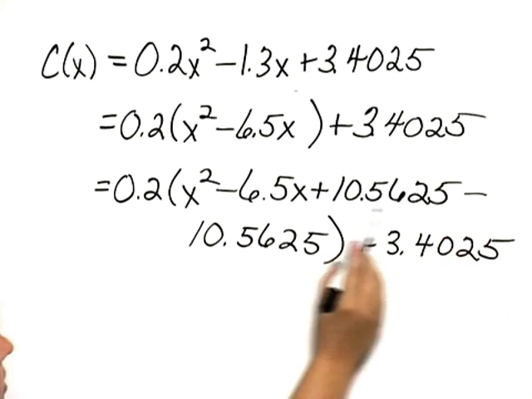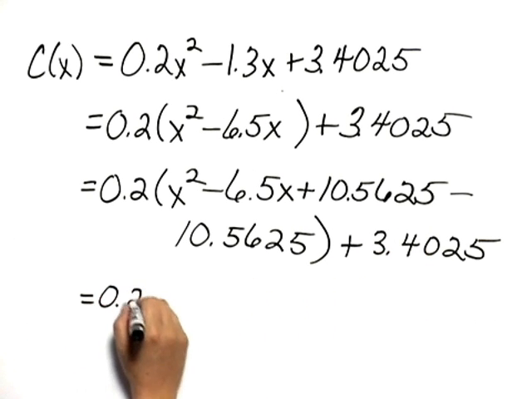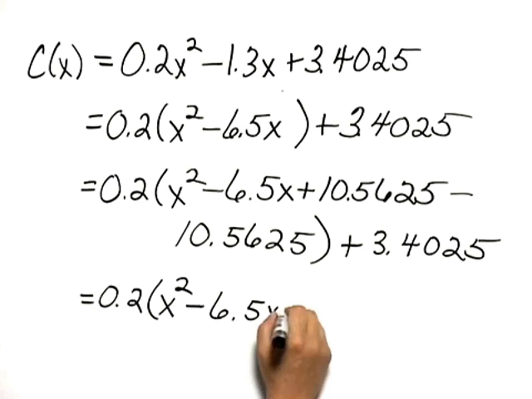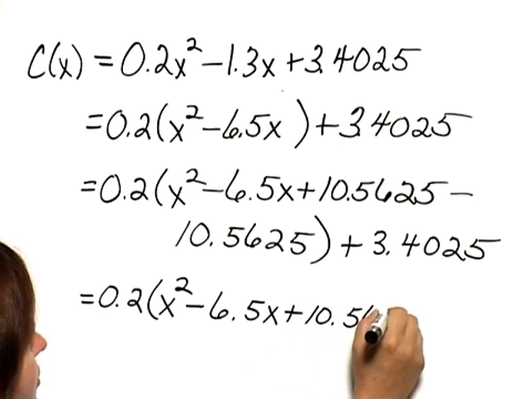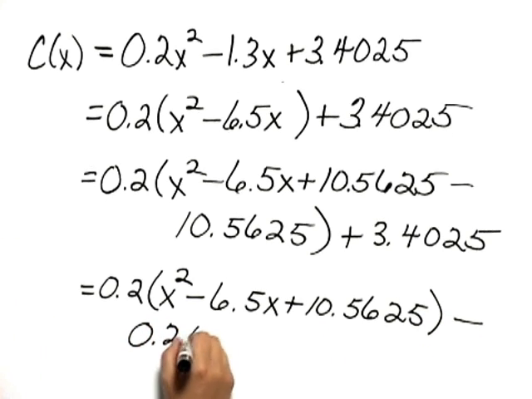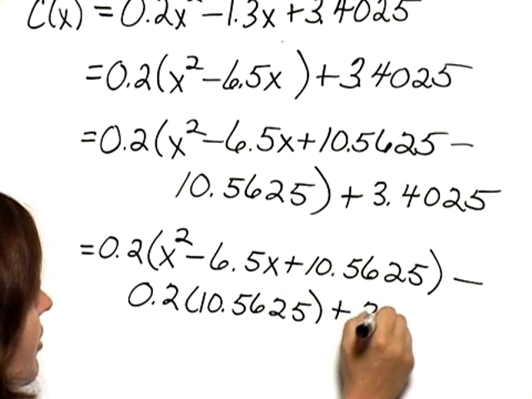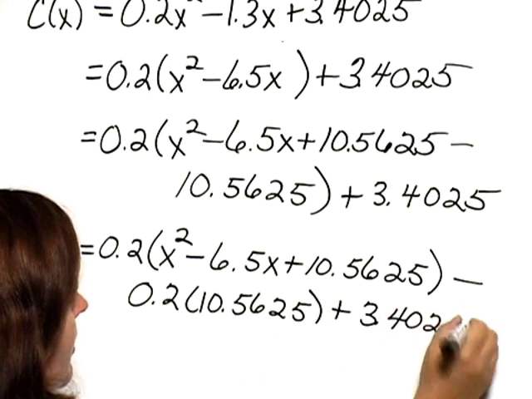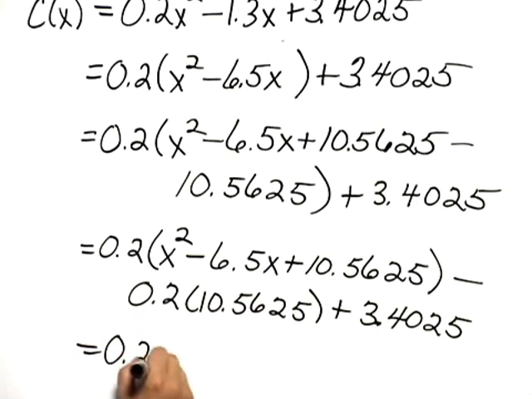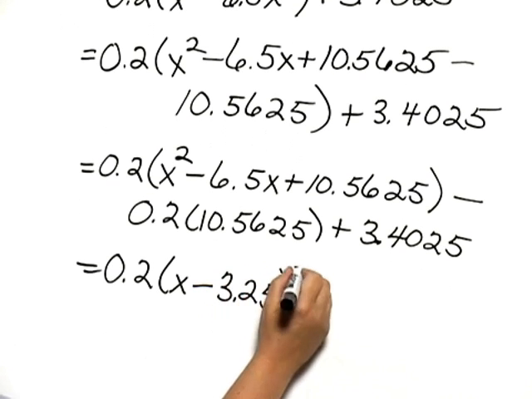Now I only need this much in my parentheses, so using the distributive law, I will remove the rest from the parentheses. I have x² - 6.5x + 10.5625 in the parentheses, minus 0.2 times 10.5625, plus 3.4025. Now we're just about finished because I can now factor: 0.2 times (x - 3.25) squared.